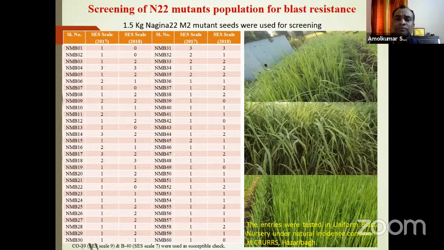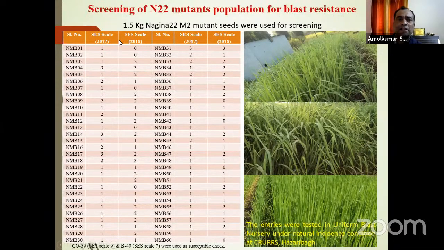But we also tried to identify other sources. For that, there is a mutant population of Nagina 22, where EMS mutation was given. We took an M2 population of almost 1.5 kg, which contains more than 1 lakh seeds, and sowed it in Hazaribagh, where there is a regional center of the Rice Research Institute, Cuttack. There the plants were grown in a natural nursery, where natural occurrence of blast is there. From there, out of 1 lakh plants, we selected 60 lines with a score of 1, 2 or 3.